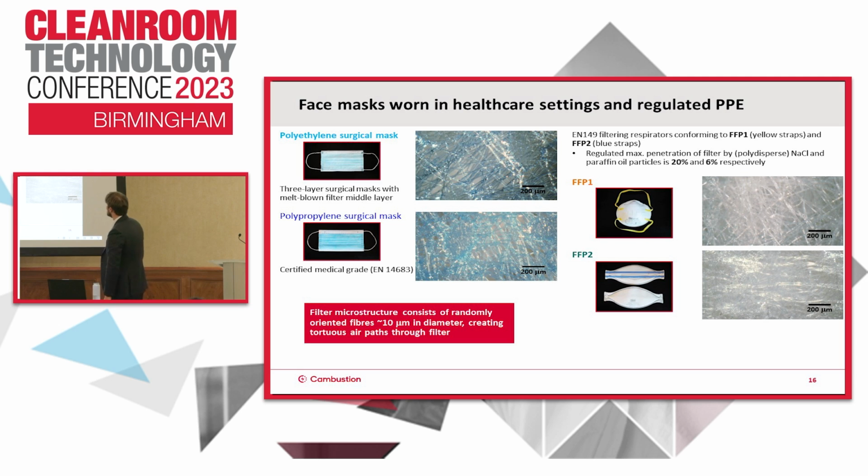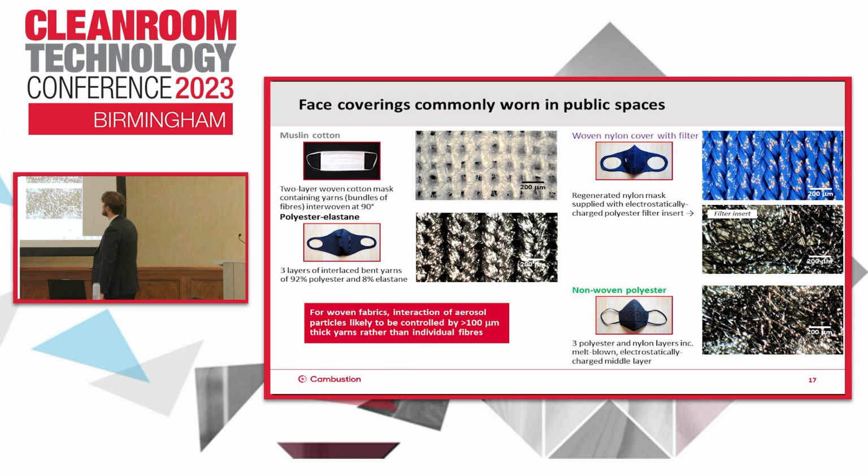So we looked at a range of masks worn in healthcare settings and regulated PPE. I'll just draw your attention to the optical micrographs because they show what is key with the high performance of these filters: the filter microstructure consists of an amorphous matrix of randomly oriented fibers, the aim being to create a very tortuous air path through the filter to promote a high level of interaction between the filter fibers and the particles. And then face masks commonly worn in public spaces, community settings.